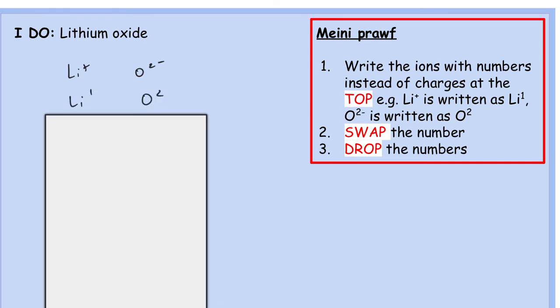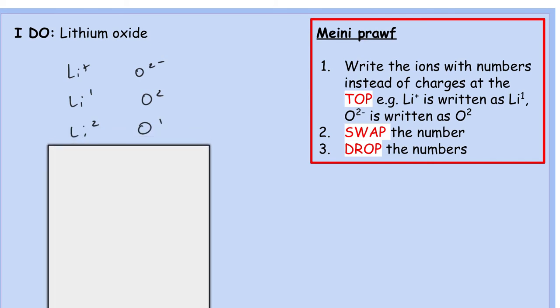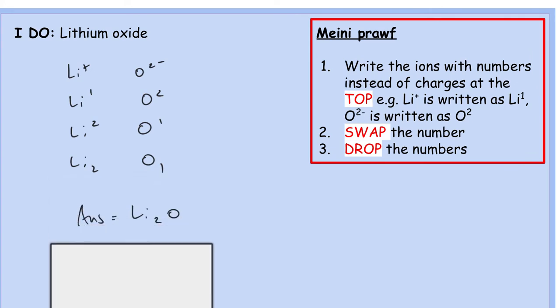So that's top done. After top, I'm going to swap. And then after swap, I'm going to drop: Li2O1. We don't need to write the little 1, so it's just going to be Li2O. So let's look at another one now, if you've just had a chance to pause that and go through that.